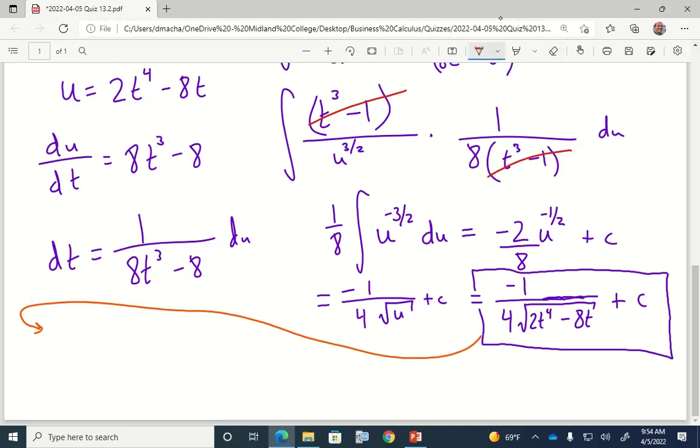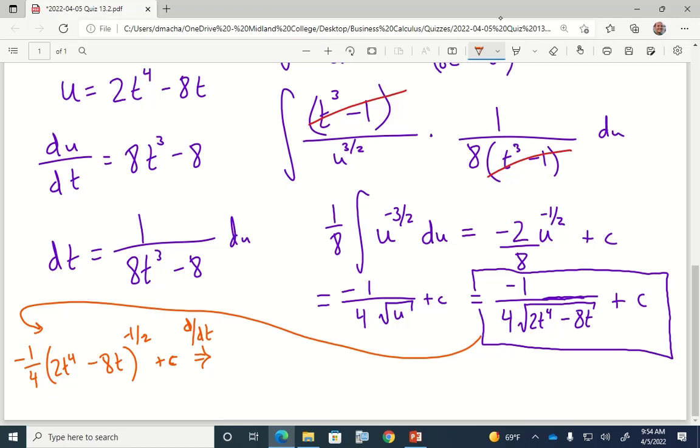Because all of this junk is in the denominator, I can rewrite that in the numerator just using a negative exponent, right? So I still keep the negative 1/4, but then where this is a square root, that's going to be like the half power, and since it's in the denominator, it's going to be like the negative half power. So this is going to be 2t to the 4th minus 8t to the negative half power plus c. And I haven't taken the derivative yet, but what I need to do is then take the derivative with respect to t of all of this junk.